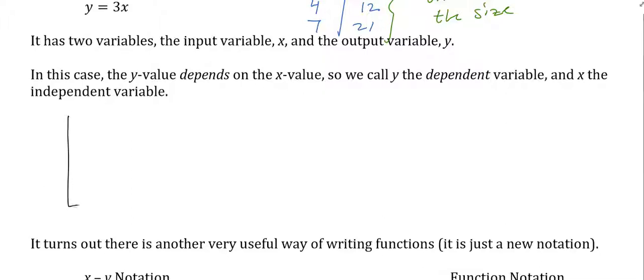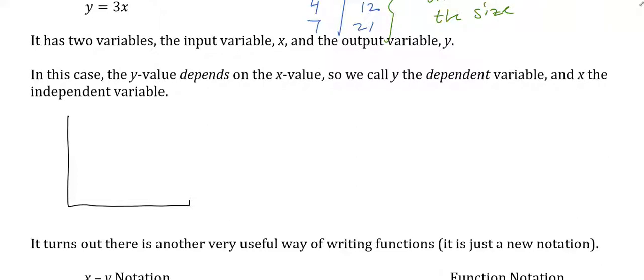Okay, so if I do this, if I do a graph of distance versus time, which one is the dependent variable? Which one is the independent variable?